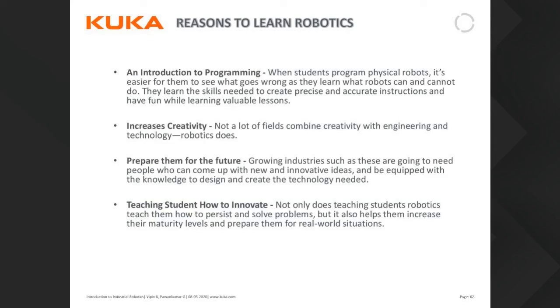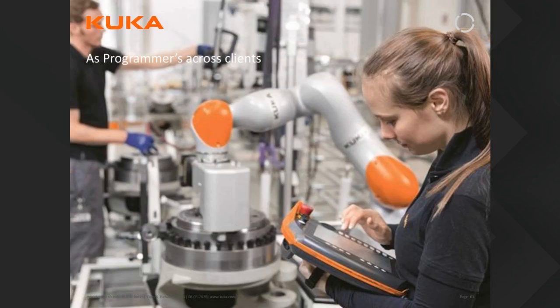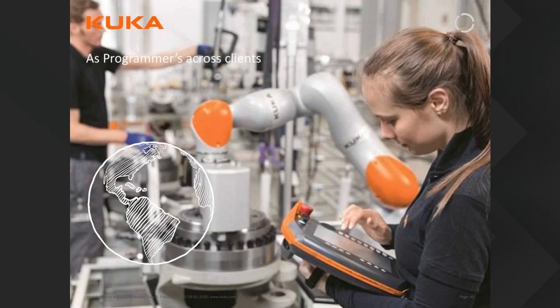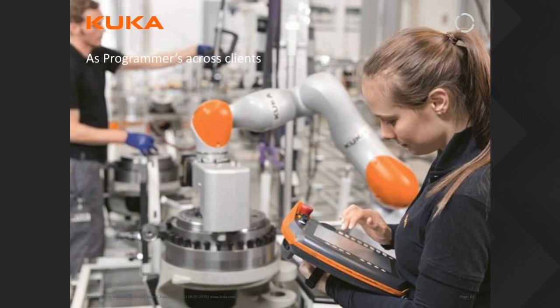We learn robotics to get an introduction to programming, how programming is done in robotics. It also increases our creativity, prepares us for the future, and shows how innovation is done. You can become a programmer for end customers. You can directly enter end customer industries and work as a programmer, because product support is different and programming support is different. Many industries in the market need programmers for programming robots. You can complete your graduation, join any training center like KUKA or any other robot manufacturer, and then join firms as a programmer. So this is also a very good scope for upcoming days.